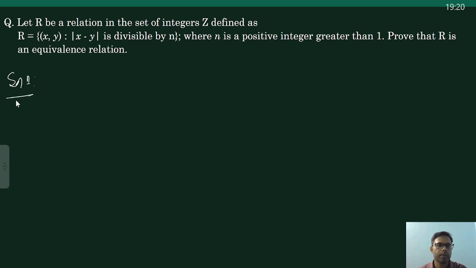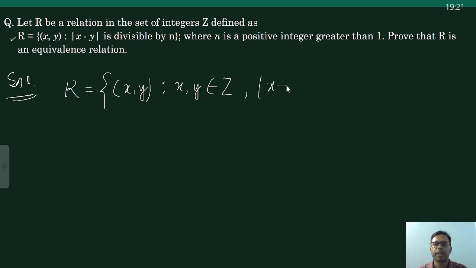Copy it. So this is our relation. First we write the relation here. R is equal to what is given here. This is the set of ordered pairs (x, y) such that x and y are taken from the set of integers Z, and the relation is: mod of x minus y is divisible by n (short form divisible by n), and here n is a number greater than 1. One of the bigger numbers, we say 2.